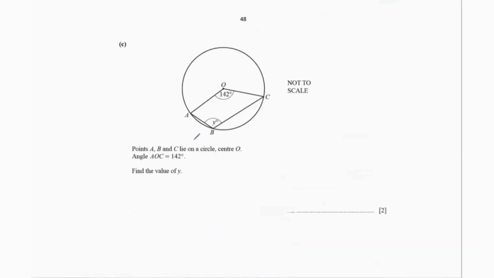Then this one says points A, B, and C lie on a circle, center O. Angle AOC is 142 degrees. Find the value of Y. In this type of question, you always use the angle at the center is twice the angle at the circumference, but you need to look at the direction. If this is the center, then the angle at the circumference is going to be this one. But if you go in the opposite direction, if this is the angle at the circumference, this will be the angle at the center. So whenever you see something like this, you have to make sure that the angles are in the same direction. They're not going to be in opposite directions.